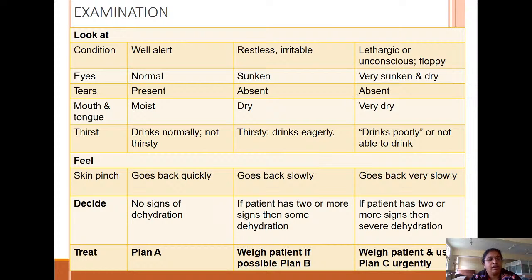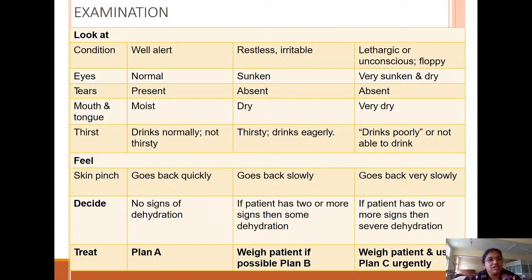Okay, then mouth and the tongue. Once you are finished with your eyes, you are going to see mouth and tongue, like is it moist, is it dry, or is it like parchment, that means very dry. Then thirst, whether he is drinking normally, thirsty and drinks eagerly, or the child is not able to drink at all, like he's too lethargic, he is unresponsive, he is not able to drink.